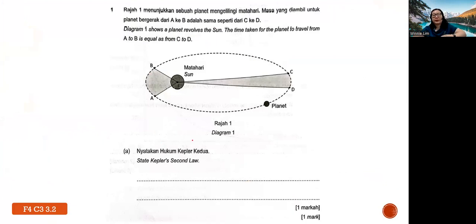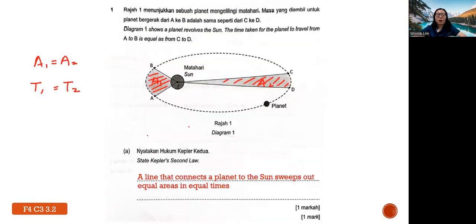Under Kepler's second law, we relate the idea of time with the surface area covered. Let's say you calculate this surface area as A1, and then this area, you'll notice that A1 is equal to A2. The statement also tells you that the time taken to travel from A to B is the same as C to D. So Kepler's second law is basically about a line that connects a planet to the sun sweeping out equal areas in equal time.